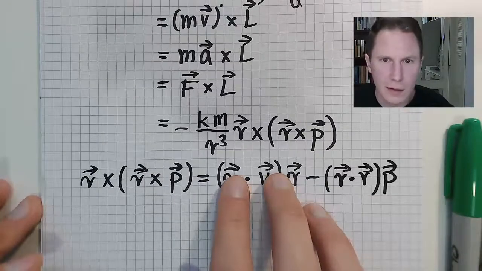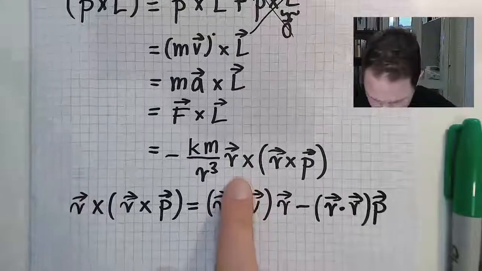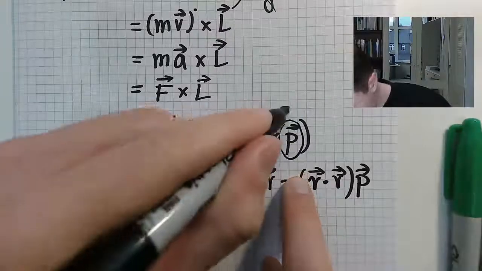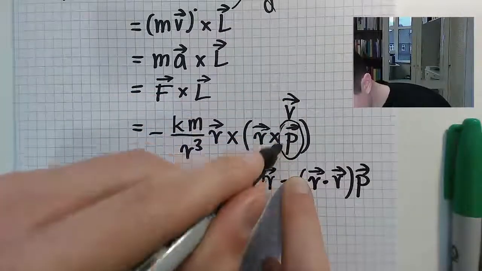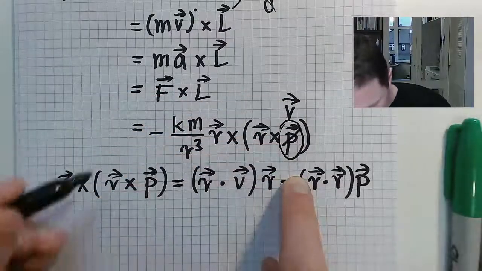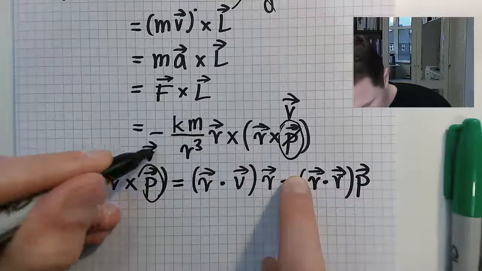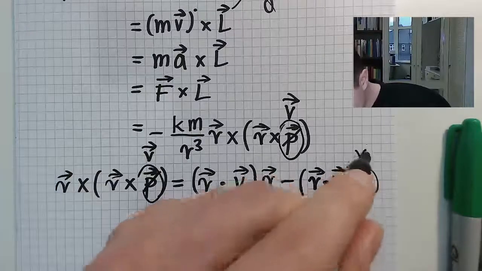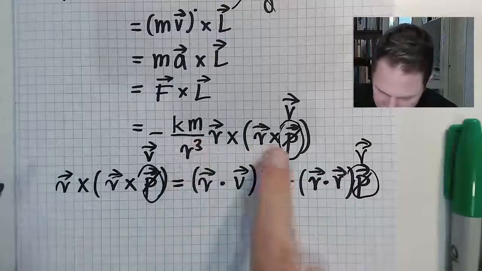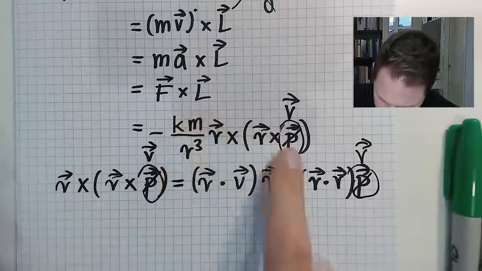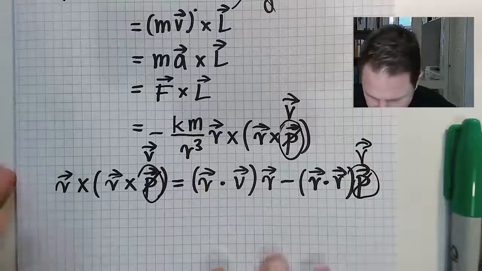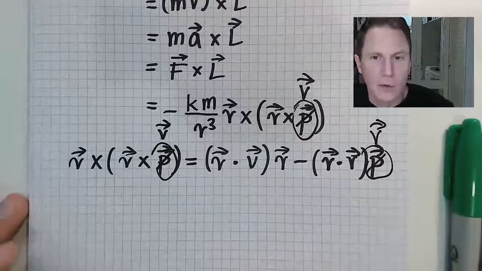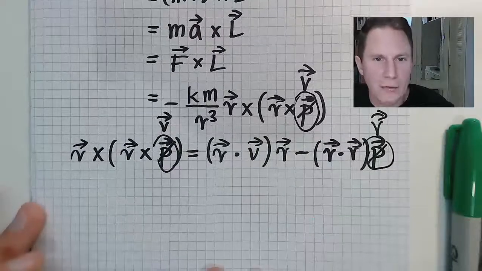Oh, I made a small mistake over there. This right here should read v instead of p. Okay, and this vector here should read v as well, and there I got it right. So this vector should read v as well. So that's why I have this m there.